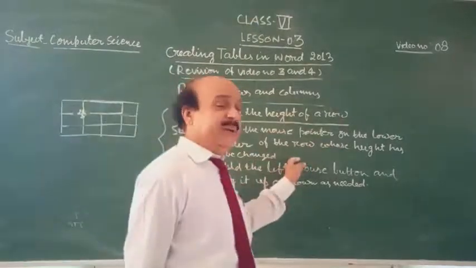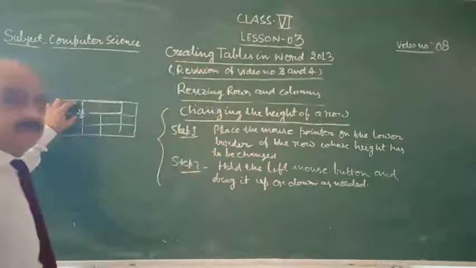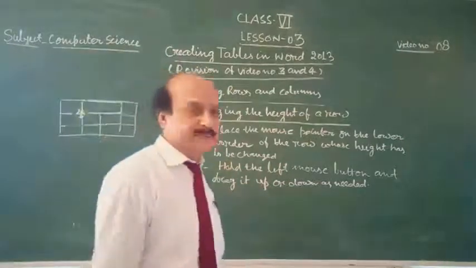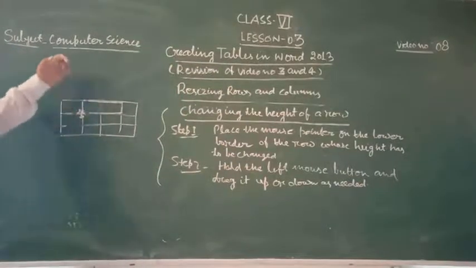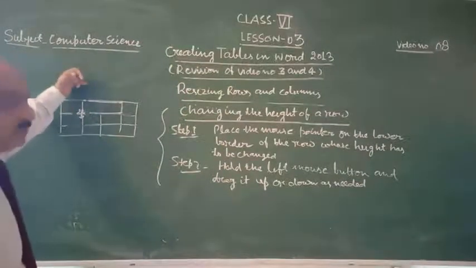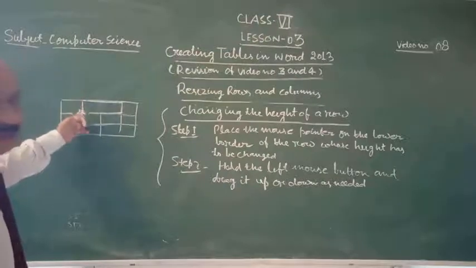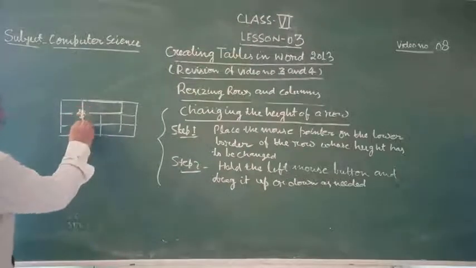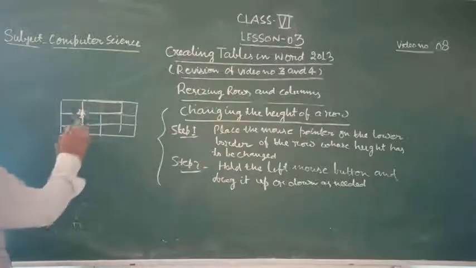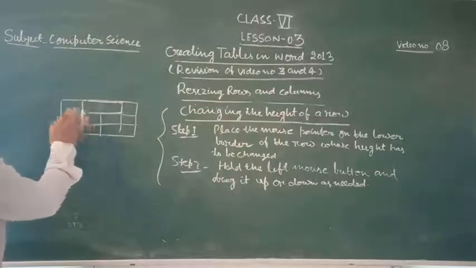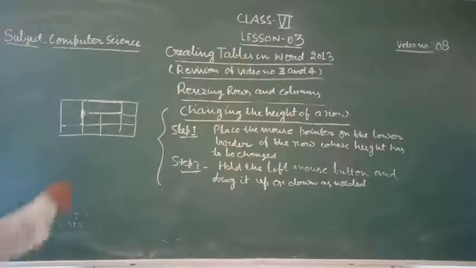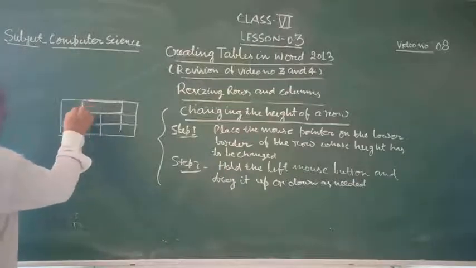Row whose height has to be changed, so we have selected here. Now hold the left mouse button and drag it up or down as needed. If you want to move the mouse pointer above, you can. If you want to move it to the bottom, you can. Whenever you drag it to the bottom and release the mouse, you will see the height of this row will be changed. Same process if you want to make it in the upward direction, whenever you change it, you will see the height of the row will be changed.